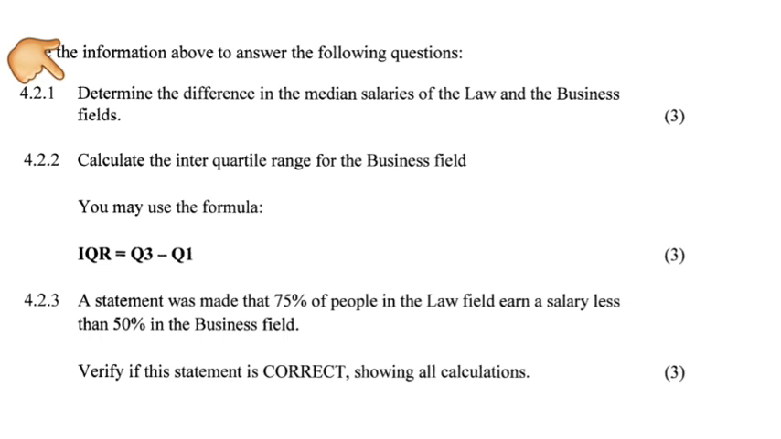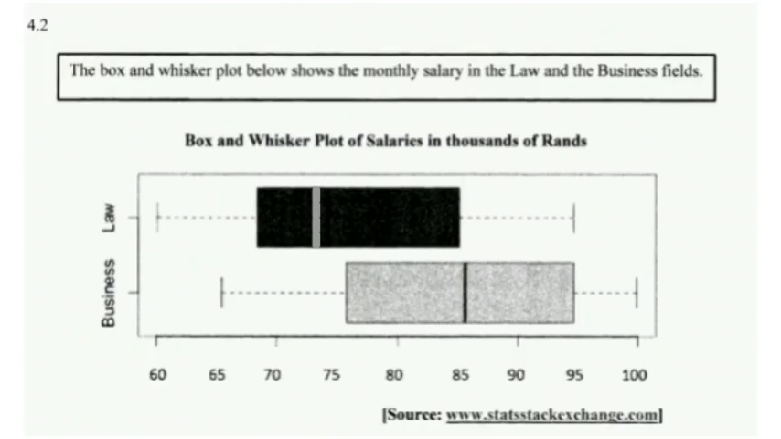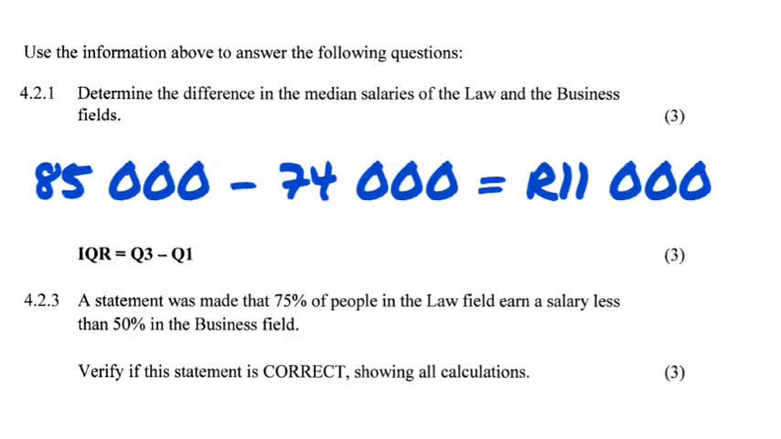So in 4.2.1 it says determine the difference in the median salaries for law and business fields. So median, we are talking about Q2. Remember I said median is the same thing as Q2, meaning the line in the middle. So we're seeing that for law the line in the middle is a little below 75, so we can say that it is 74. And when it comes to business, the line in the middle is on 85. So basically we are saying for law it is 74,000 and for business it is 85,000. The difference means minus those two amounts together, meaning take the bigger amount and subtract the lesser amount.